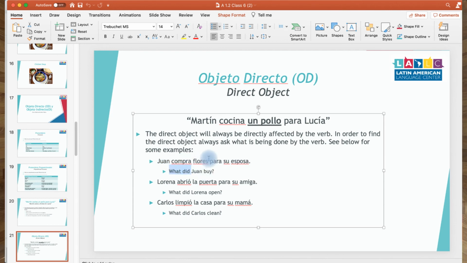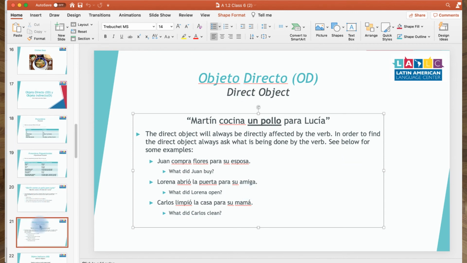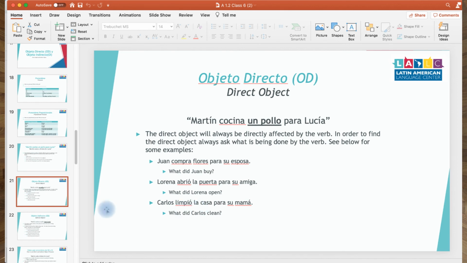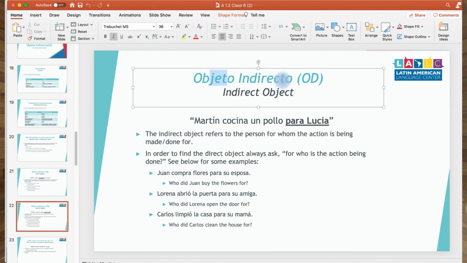And then another one: Lorena abre la puerta para su amiga. She opens the door for her friend. Okay, and then the to whom would be the person you're doing an action to. And actually, if you don't have any person that you do something to, then there's no indirect object. And if the question of what is not answered in the sentence, then there's no direct object.